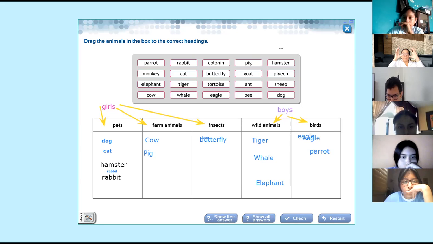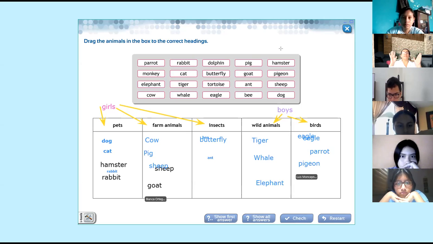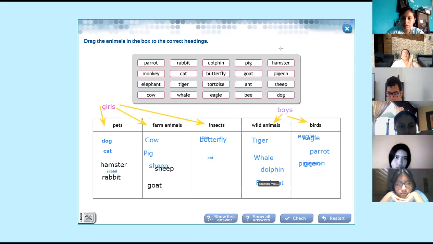Excellent. Remember, pets are domestic animals that live in your house. Farm animals are obviously from the farm. Insects are the little animals of the classification. Wild animals are those that are not domestic, and birds are flying ones, okay? Quickly, people, okay? So here you have the information about them.